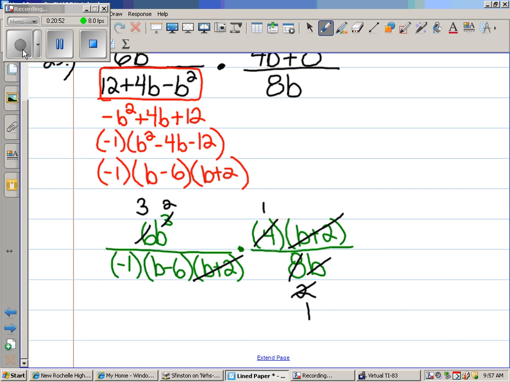And then finally, is there anything else left? No, there's nothing else left. Hold on, I'll redo it all for you one more time. You get 3b squared divided by negative 1, b minus 6.